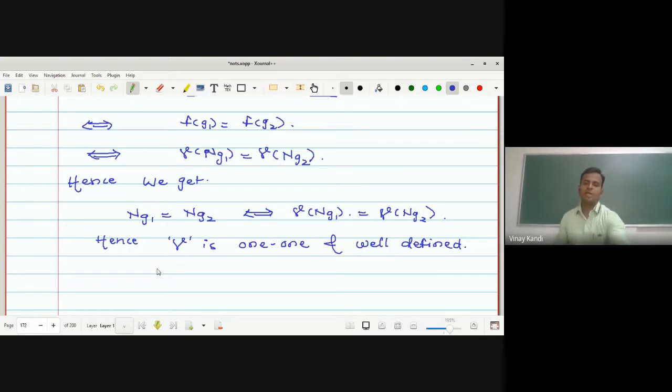We want to show that gamma is an isomorphic function, that G upon kernel of f is isomorphic to G dash. Now here we proved that gamma is one-one. Now, to prove that gamma is onto.